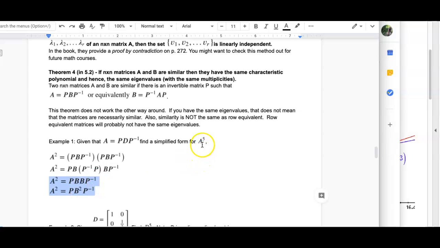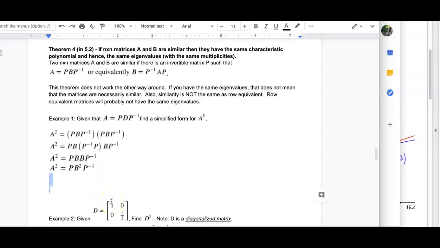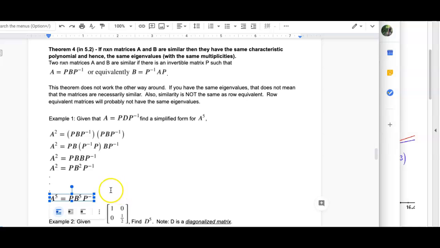And so if I want A to the fifth, I can continue on with this, dot, dot, dot, and then I get A to the fifth is equal to P times D to the fifth, P inverse. Okay? This helps minimize our calculations, all those kinds of things. It also shows us how we can use diagonalization a little bit.